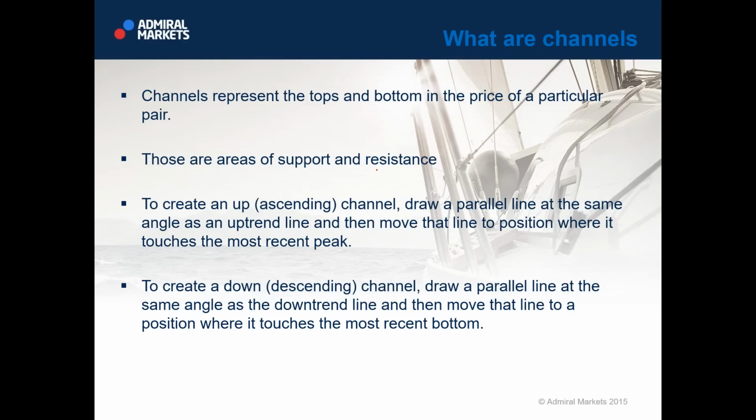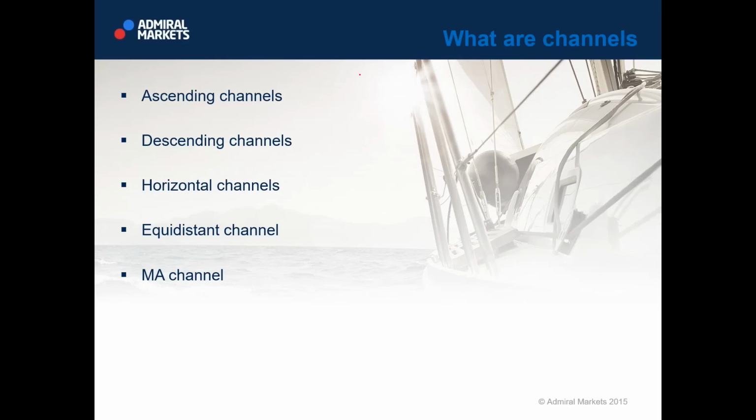I will show you how to draw channels, and it's always best to use an equidistant channel. To create a descending channel, draw a parallel line at the same angle as the downtrend line and then move that line to a position where it touches the most recent bottom. So we are distinguishing five types of channels: ascending, descending, horizontal, equidistant, MA channel. Okay, we will cover it.